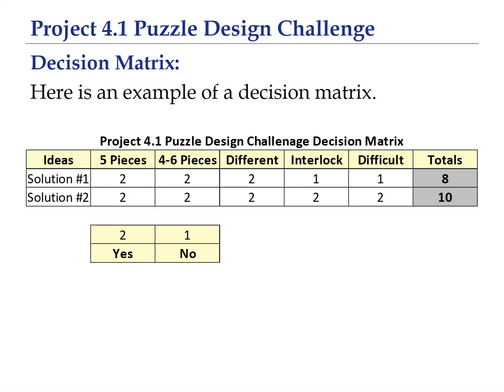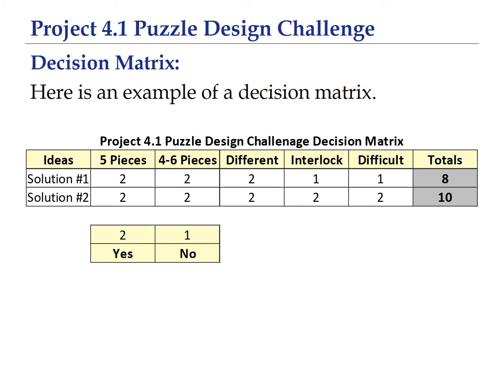So this is an example. This is my decision matrix for my project. So solution number 1, and the different columns here, 5 pieces, 4 to 6 pieces, different, interlock, difficult, they represent the different constraints that you have to follow for this project. So think of these like questions.